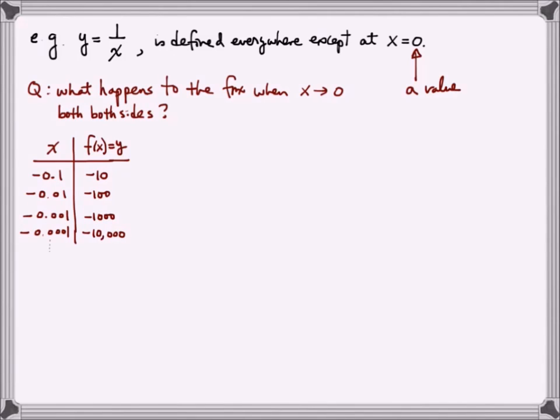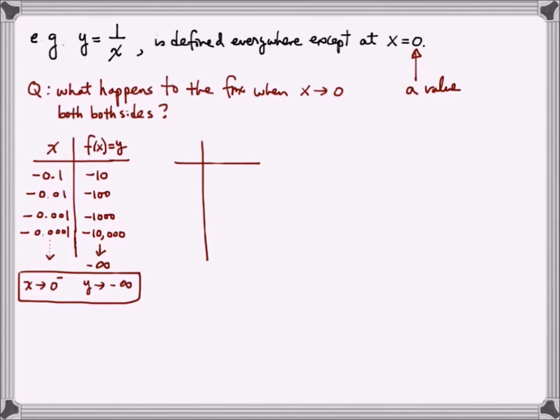If we ask ourselves the question, as x gets really close to 0 from this side, what does the y value get close to? Well, it shouldn't be too hard to see that this goes to negative infinity. What we can say is that as x approaches 0 from the left, the y value goes to negative infinity. We can now do a similar table for the x values approaching 0 from the right.